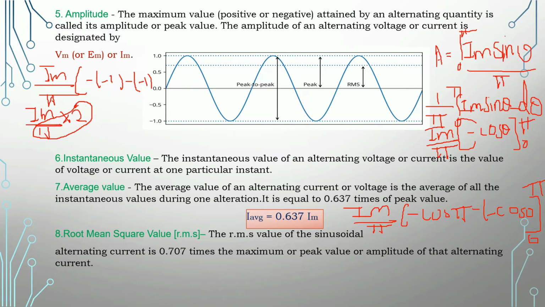Next is the root mean square value. The RMS value of sinusoidal alternating current is 0.707 times the maximum or peak value or amplitude of that alternating current. It means IRMS is equal to, how this has come, IRMS is equal to Im, that is peak value or maximum value, divided by root 2. So 1 upon root 2 is nothing but 0.707 times peak value or maximum value. So thank you.